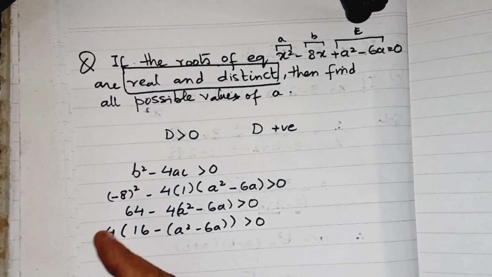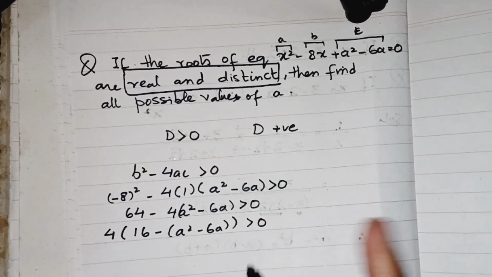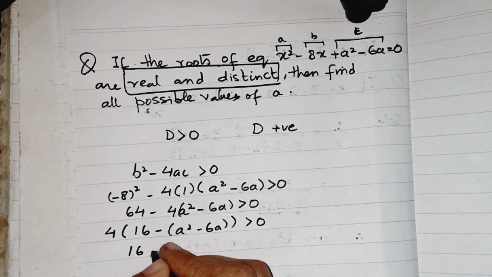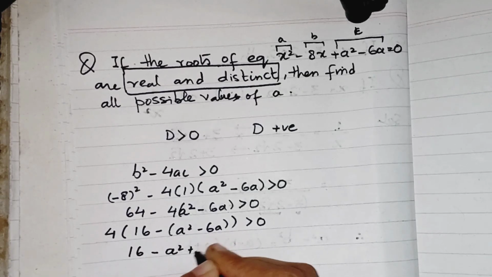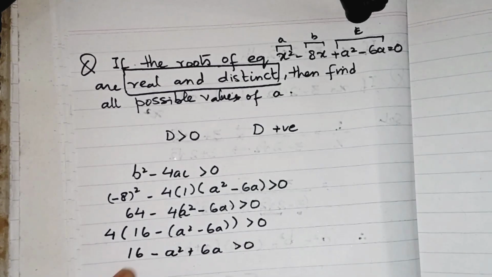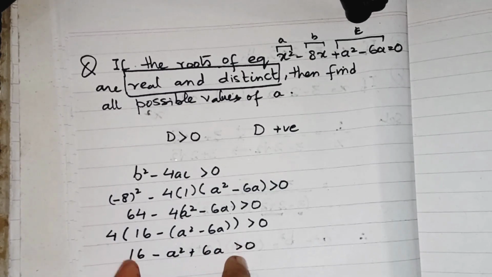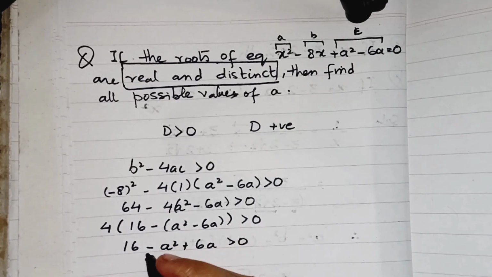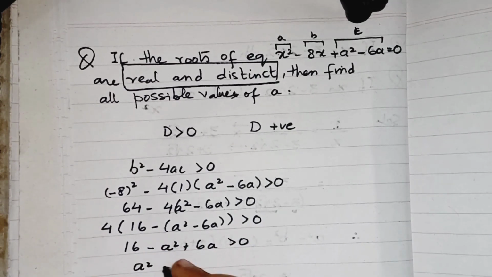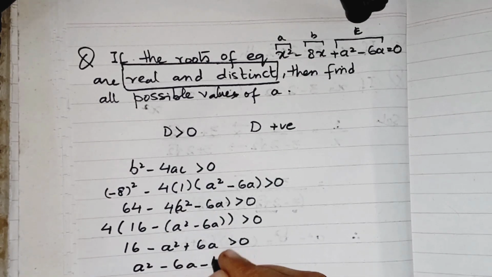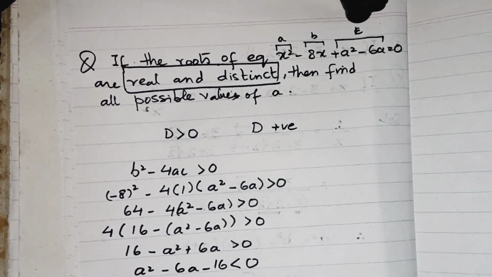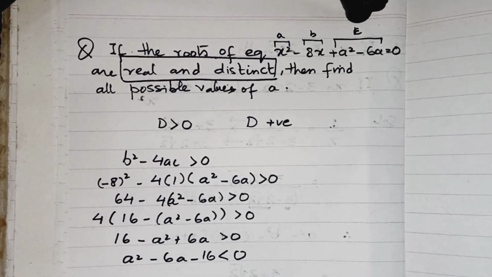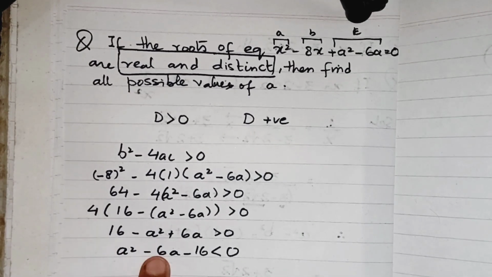4 is multiplying over here. When it shifts to the other side, it will be divided and will be 0. So we can say that 16 minus a square plus 6a is greater than 0. Now this becomes a general quadratic equation, and you can simply find the values of a. Tell me in the comment section what the values of a are in this equation, because you can simply find the values of a by using the factorization method.